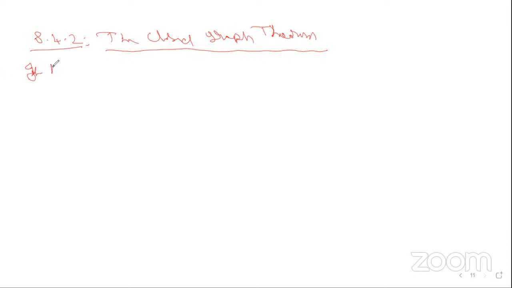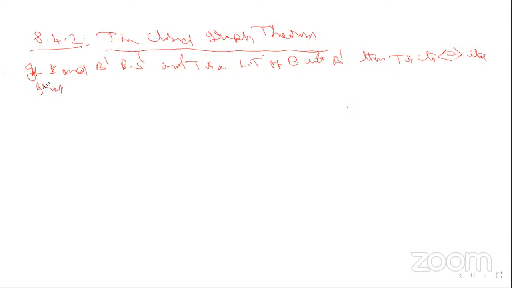If B and B dash are Banach spaces, and if T is a linear transformation of B into B dash, then T is continuous if and only if its graph is closed.